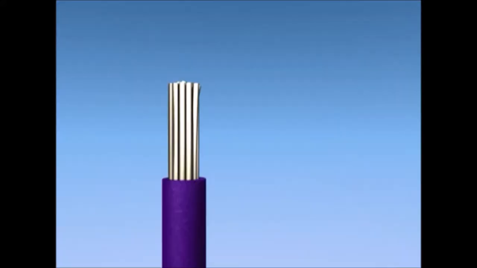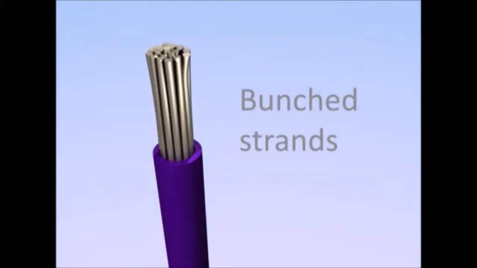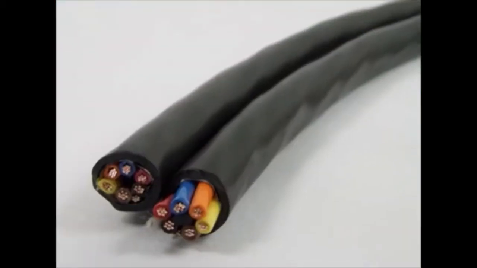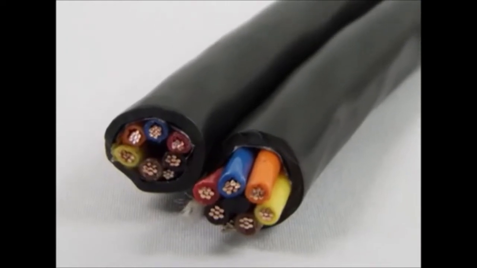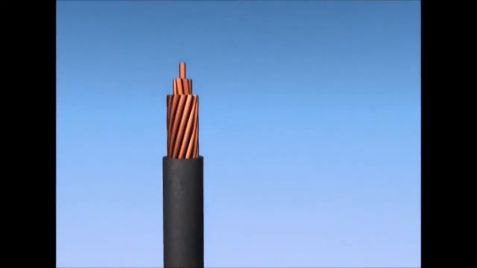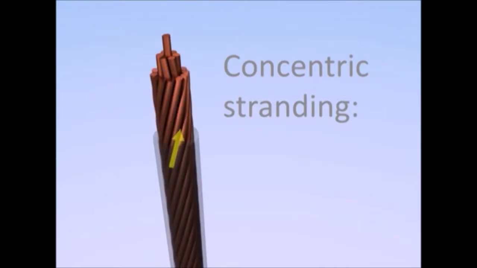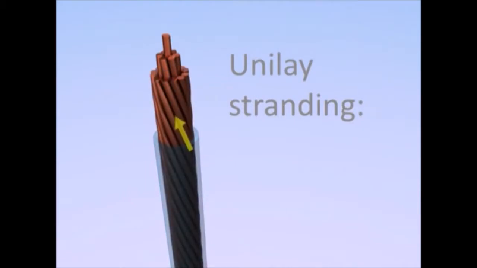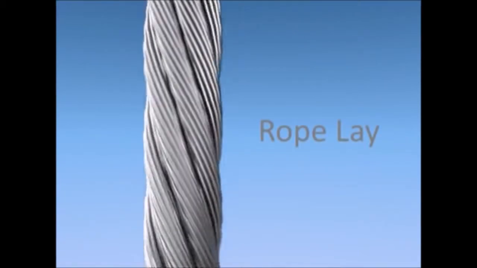Bunched strands are simply gathered together without any specific arrangement. They're the least expensive option because they involve the least labor. Concentric, unilay, and rope lay all have the strands arranged in a circular pattern. But in concentric stranding, the layers alternate in terms of their twist direction. In unilay stranding, every layer is twisted in the same direction. Rope lay is the most flexible option.